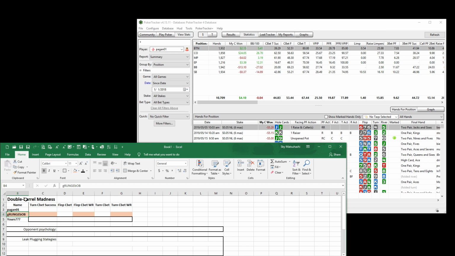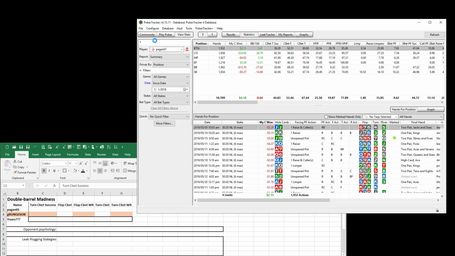So, Double Barrel Madness, how do you know that you potentially suffer from this leak? Well, 3 indications right here. Turn C-bet success is too low. You might have never heard about the turn CBET success statistic. Let me show you that.